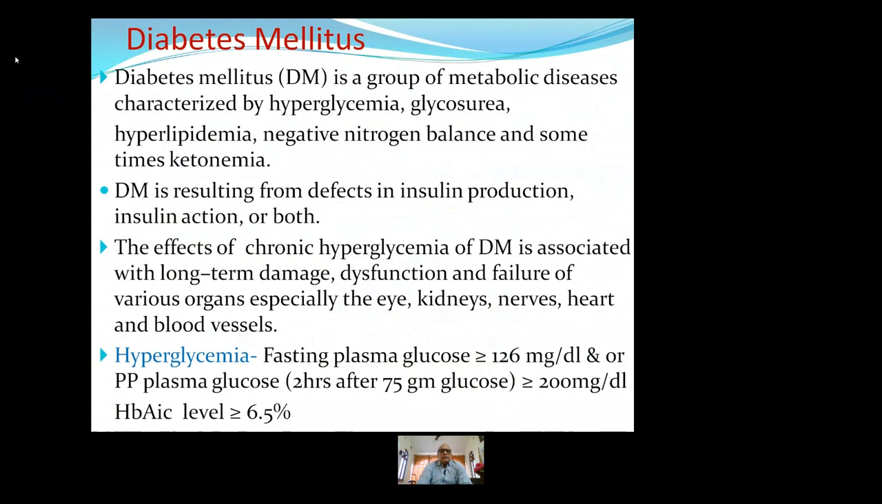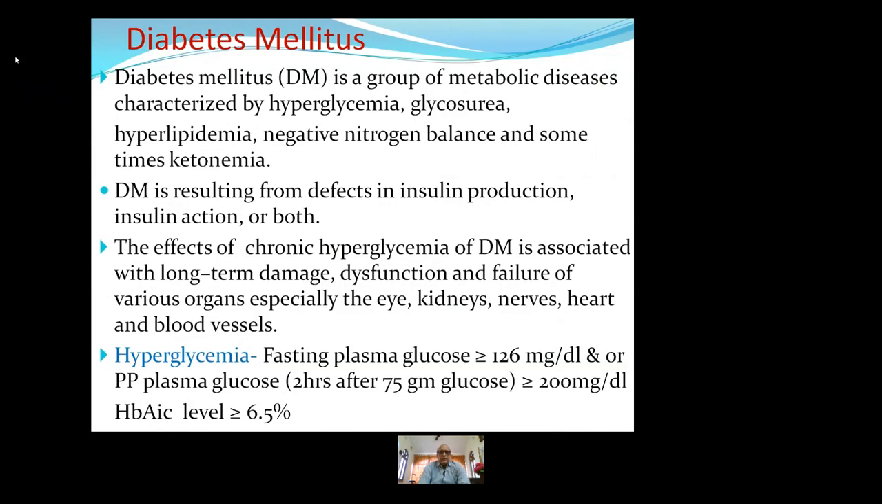What is diabetes mellitus? Diabetes mellitus is a group of metabolic diseases characterized by hyperglycemia, glycosuria, hyperlipidemia, negative nitrogen balance, and sometimes ketonemia. Diabetes mellitus results from defects in insulin production, insulin action, or both. The effect of chronic hyperglycemia of diabetes mellitus is associated with long-term damage, dysfunction, and failure of various organs, especially the eye, kidney, nerves, heart, and blood vessels.